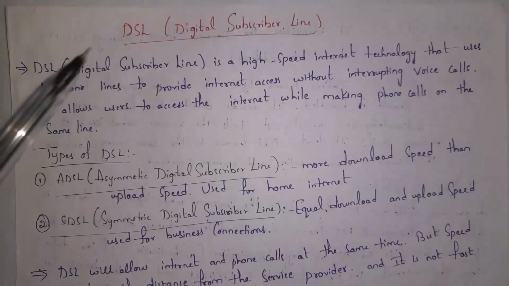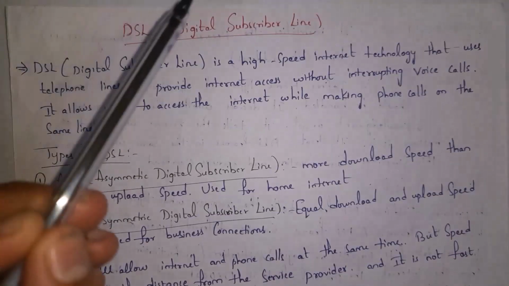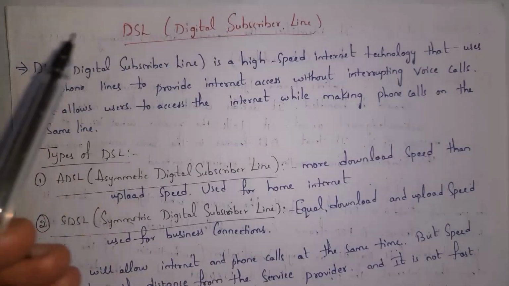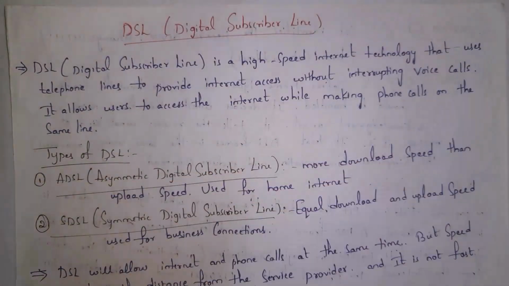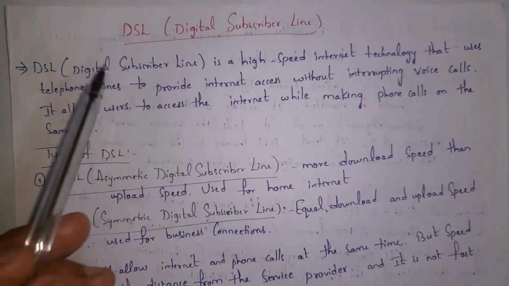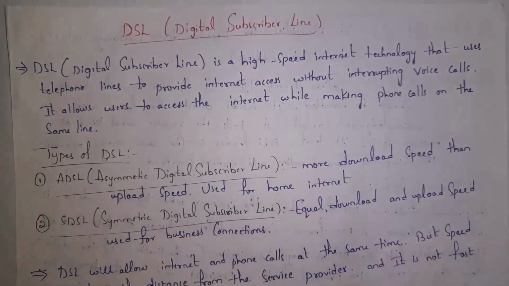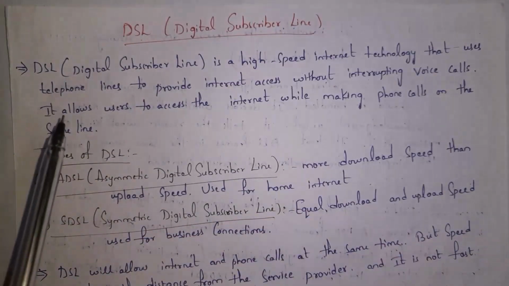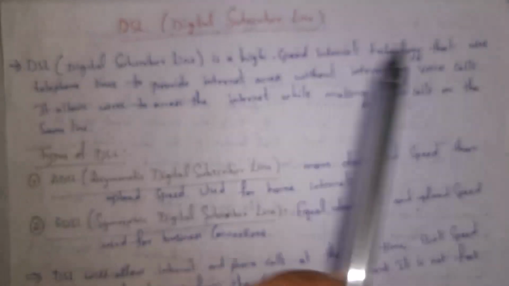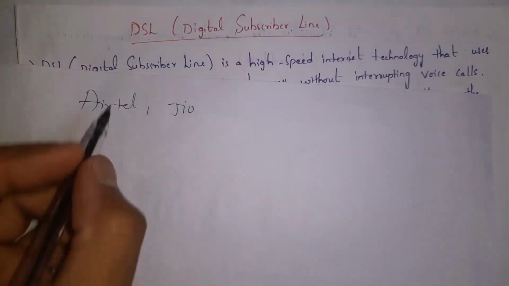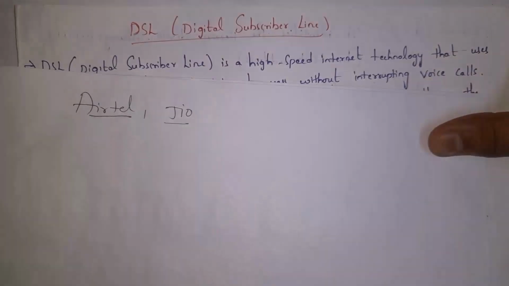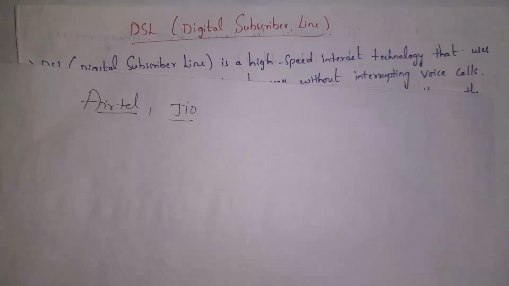Next I will explain what is DSL, that is Digital Subscriber Line. Digital Subscriber Line is a high-speed internet technology that uses telephone lines to provide internet access without interrupting voice calls. It allows users to access the internet while making phone calls on the same line. Normally, if you consider Airtel and Jio, in olden days they were only telephone lines. We could only make phone calls by using Airtel and Jio.